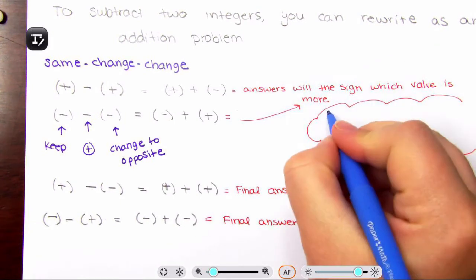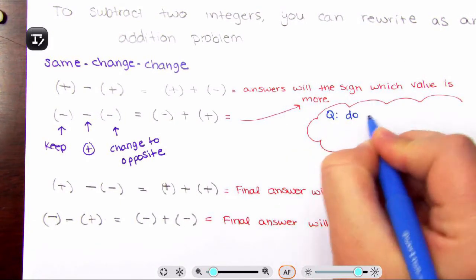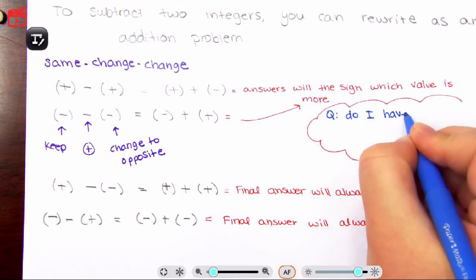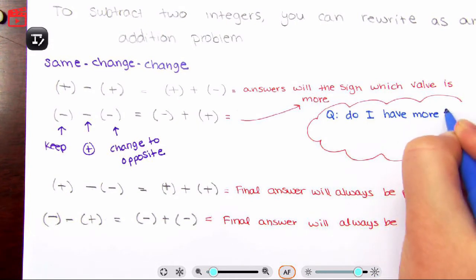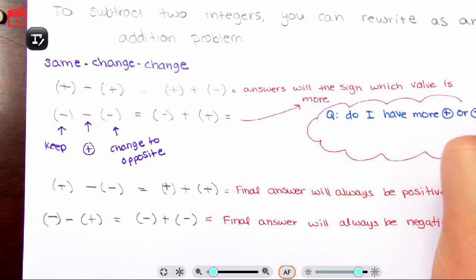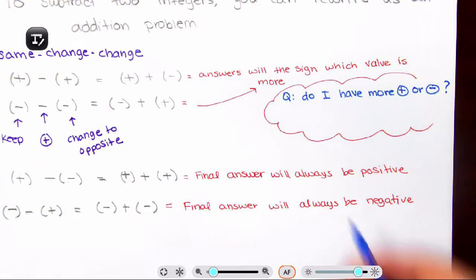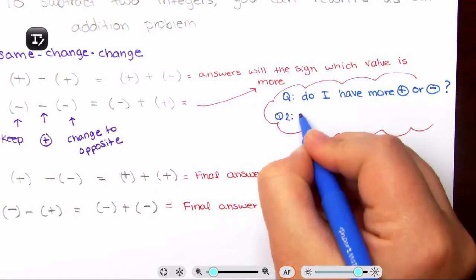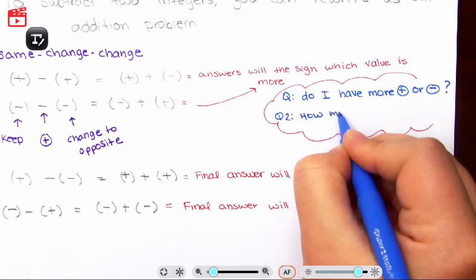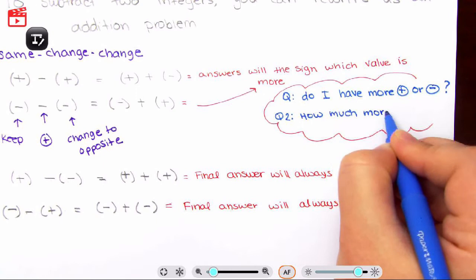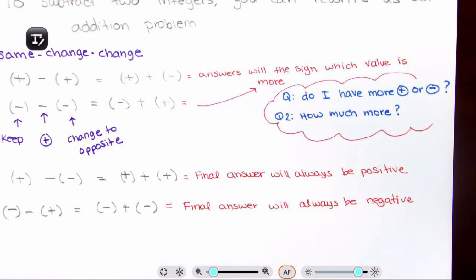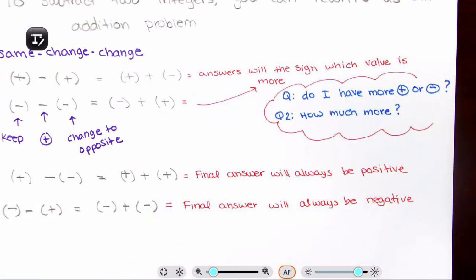So you're going to ask yourself a question. Do I have more positive, or do I have more negative? Then question number 2, how much more? So whenever you're deciding your final sign, if you're adding a negative and a positive, or a positive and a negative, it's do I have more positives or do I have more negatives? And how much more do I have of those positives and of those negatives?